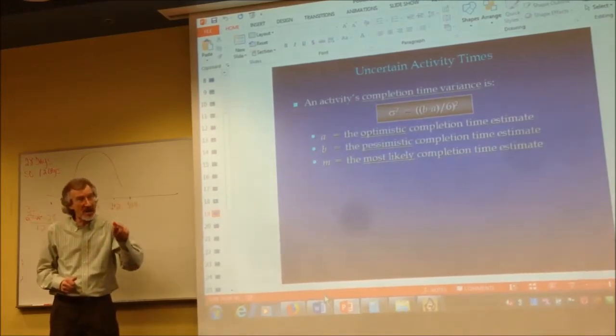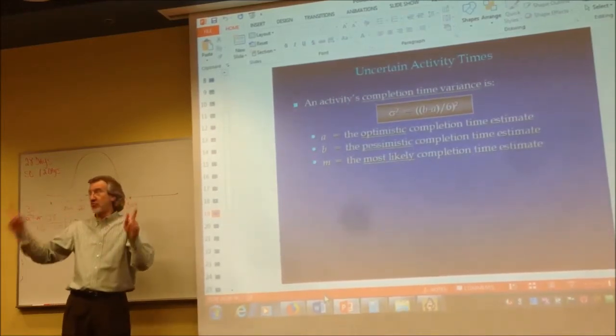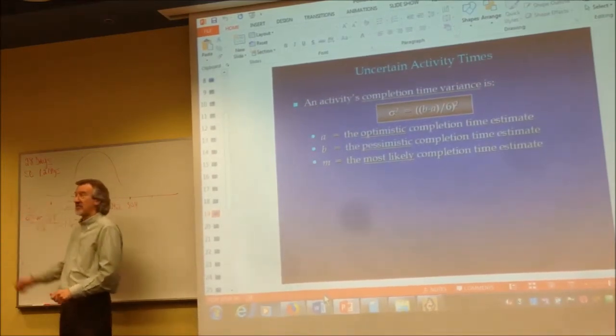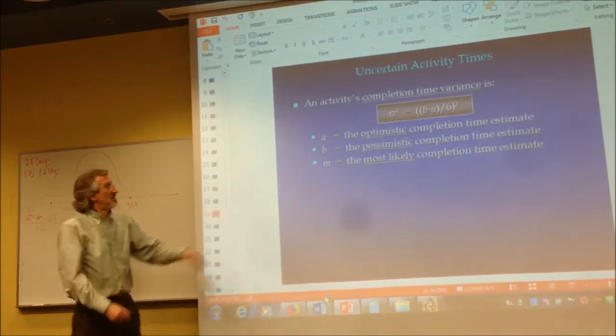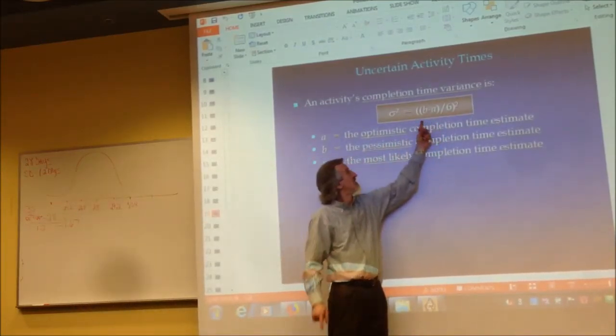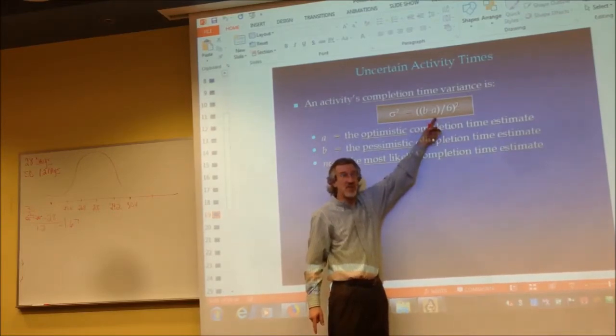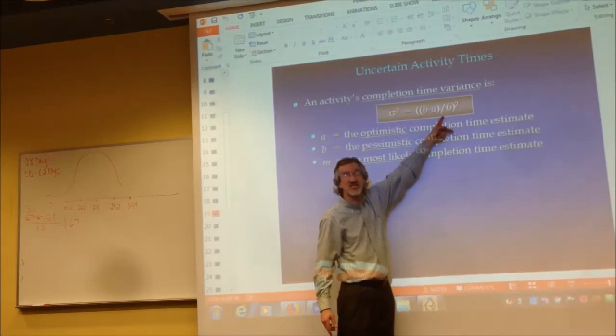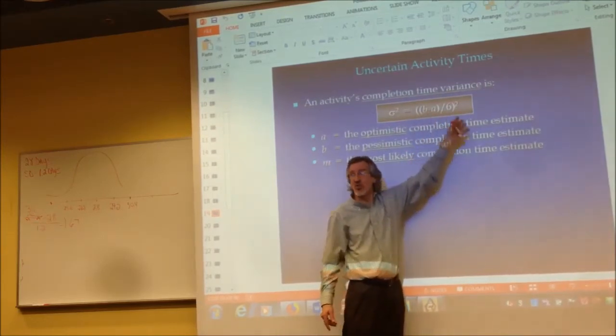Because it's the critical path that's going to tell you the variance of the project. And it's the variance of the project that will allow you to calculate the probabilities you need. And here is how to get the variance of each activity. The longest amount of time minus the shortest amount of time that activity could take, divided by 6, then take that and square it.